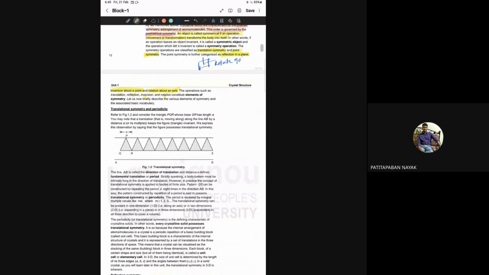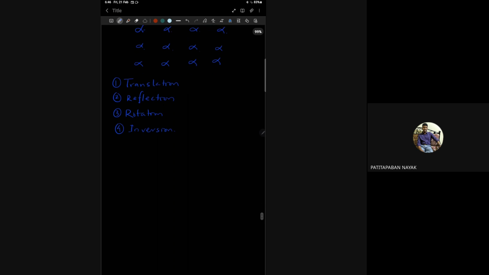Let me come here. Number one is translation symmetry. Number two, reflection. Rotation. And inversion. Reflection about a plane, rotation about an axis, and inversion about a point.